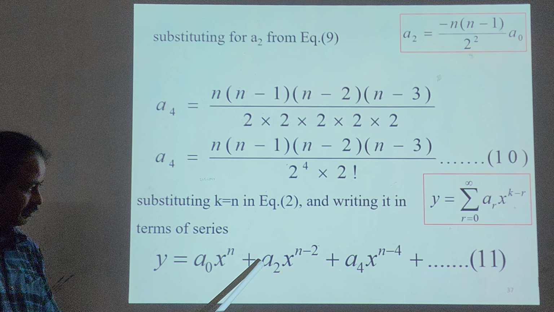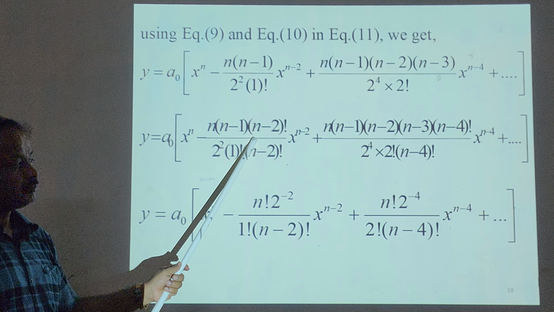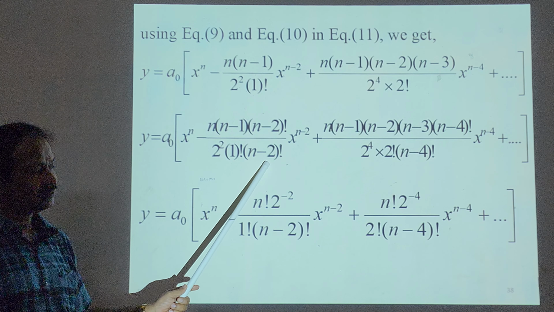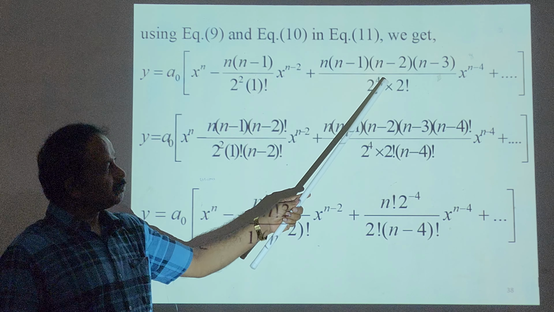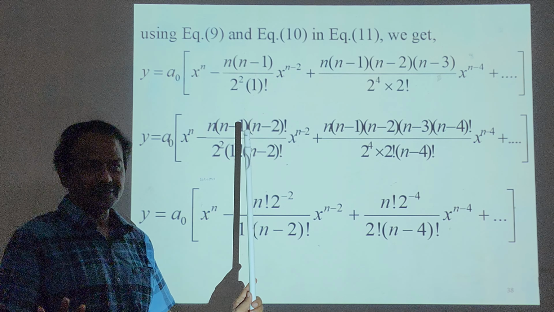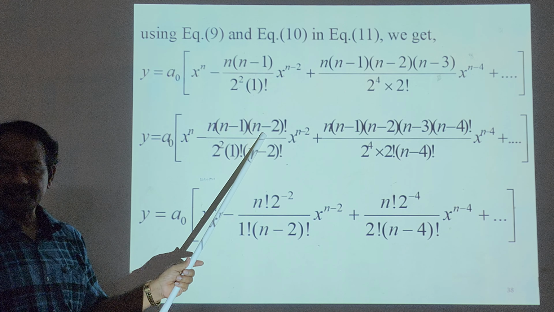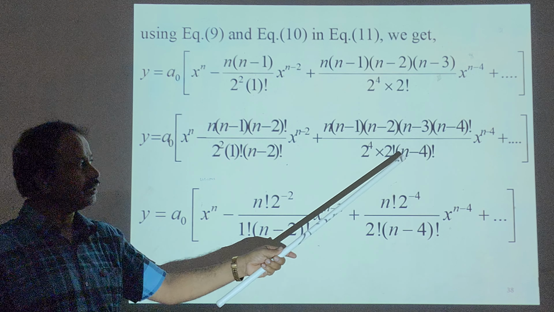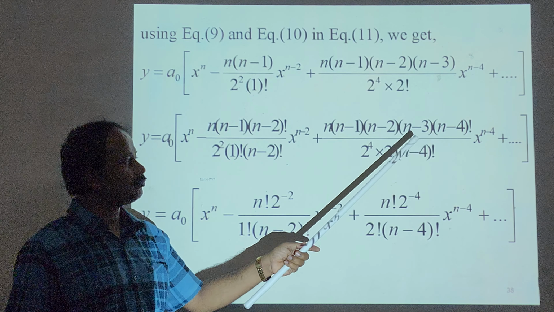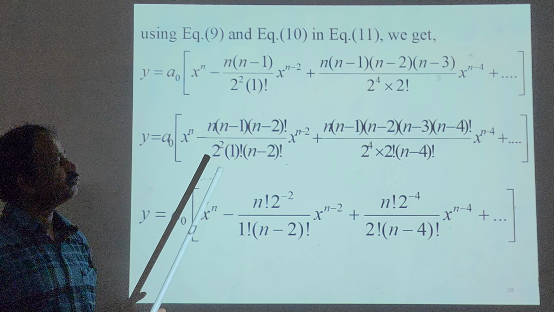Now I am going to multiply and divide by n minus 2 factorial in this expression. Okay. Now I am going to multiply and divide this term by n minus 4 factorial. Here n minus 4. Remaining terms let it be like this. Going to multiply this term by n minus 2 factorial over n minus 2 factorial, and multiply and divide by n minus 4 factorial over n minus 4 factorial.